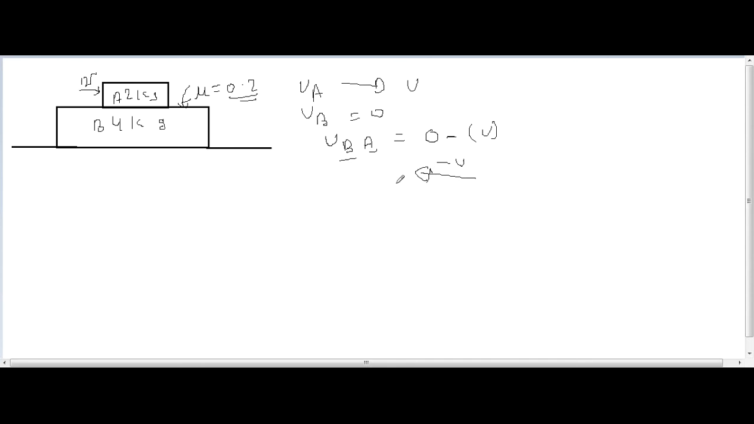So the function of friction is to oppose this relative motion. What is the opposite of this? Opposite of this will be this. This means the direction of friction force will be in this direction. So we have found out the direction of friction force on B. Now it is time to write down the equations.